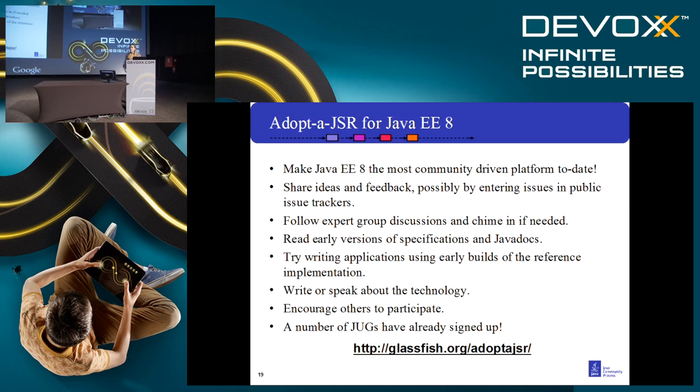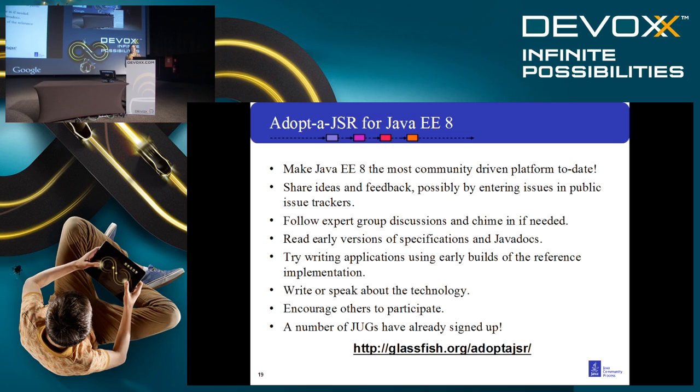So some of the pointers that we have for getting involved with Adopt-a-JSR for Java EE8 are these. The goal of the spec leads, and this is universal, I think there's about 10 of them, I've talked to all of them, is that they really want to make this the most community-driven platform update release to date for Java EE. That really is something that they would like. So they're really anxious to have your ideas and your feedback, especially at this early stage.